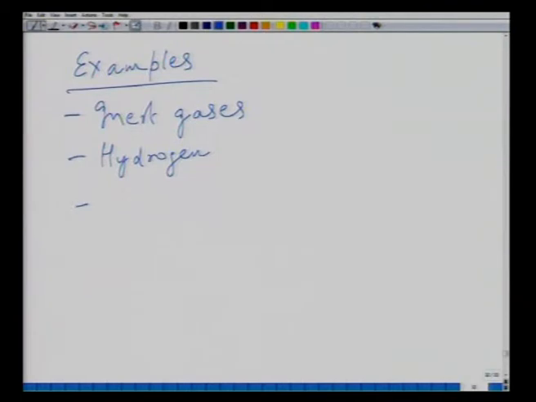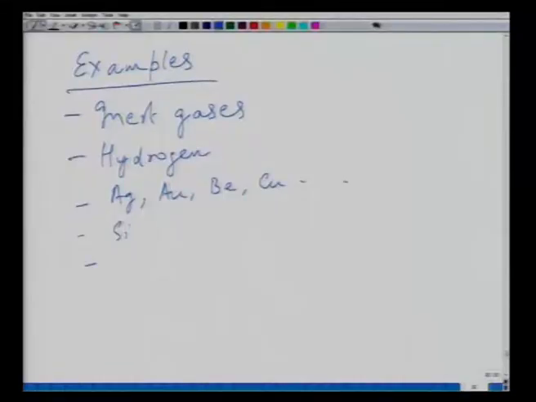a variety of metals like silver, gold, beryllium, copper, and many non-metals like silicon. Silicon is a semiconductor with covalent bonding and no available electrons as such, and then organic polymers. So, a variety of these materials are typically purely diamagnetic in nature. Now, this is the qualitative picture. What is the quantitative picture?